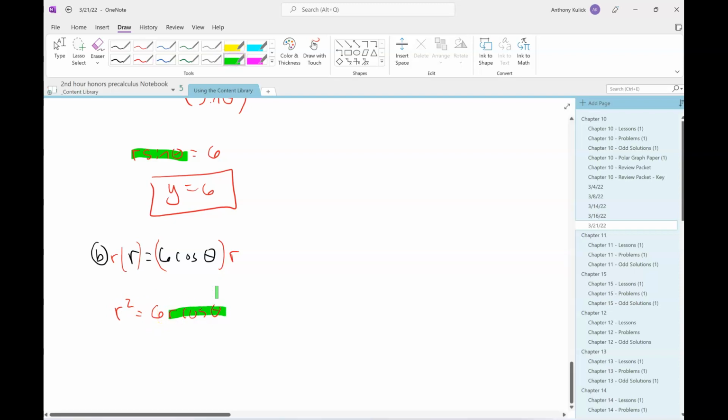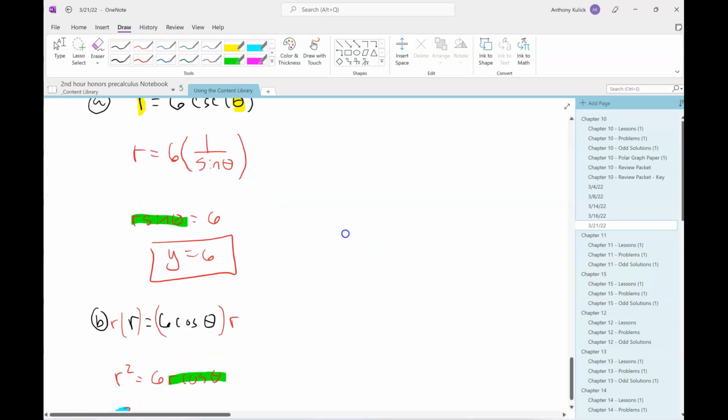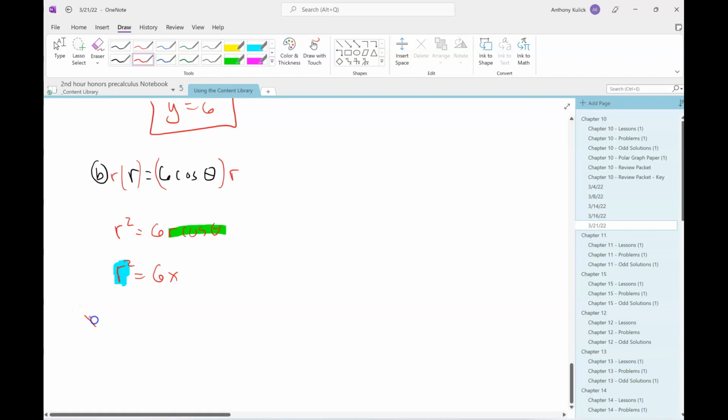What do you notice? That's x, right? That's pretty cool. And hey, r squared, what is that? x squared plus y squared. Right on. This is looking pretty promising.